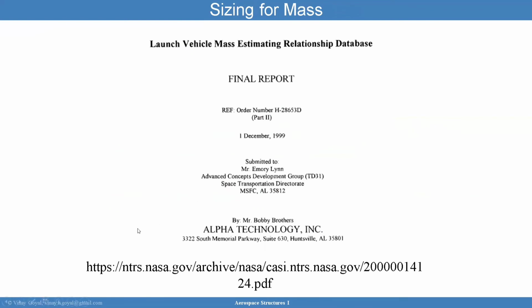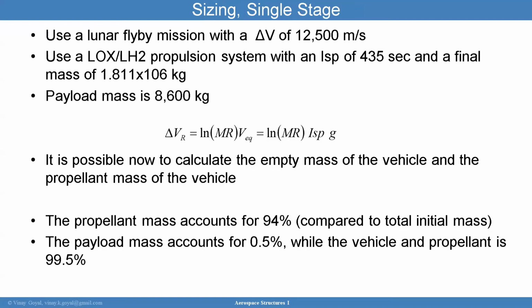Let me point you to a great paper by NASA on the launch vehicle mass estimation relationship database. It was written by the Bobby brothers and submitted to Emory Lynn, and it contains a number of empirical equations to estimate the mass of a vehicle, which is quite important when you're designing a rocket.